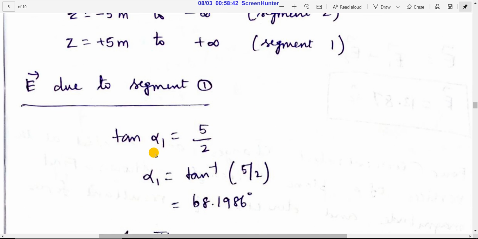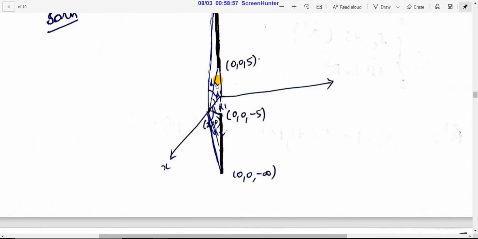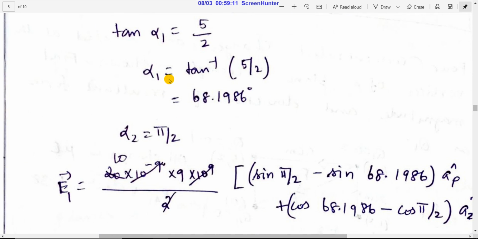Why are we finding out this tan alpha 1? We need to find out what alpha 1 is. So we are having a particular real number over here, so we can find out tan alpha 1 from this particular depiction. You take this triangle, tan alpha 1 is opposite side by adjacent side. Opposite side is 5, adjacent side is 2, so tan alpha 1 is equal to 5 by 2. If you want to find out alpha 1, take tan inverse. Tan inverse of 5 by 2 is 68.1986 degrees.